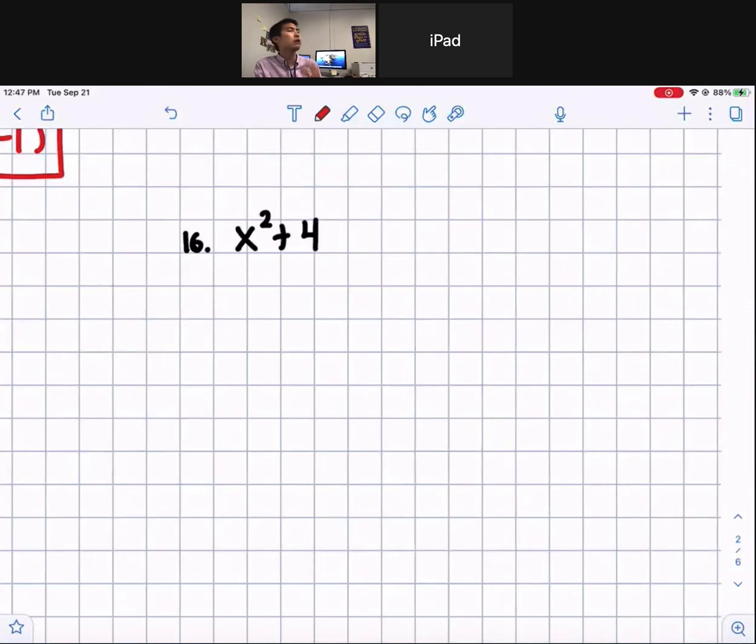I know a lot of you want to factor this by difference of squares, but there's a plus sign in the middle, and you cannot factor a difference of squares with a plus sign. So this one is not factorable.